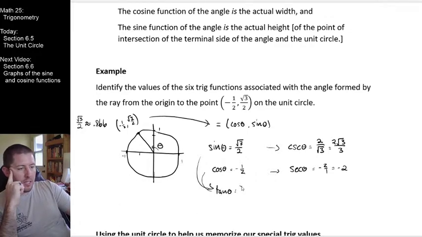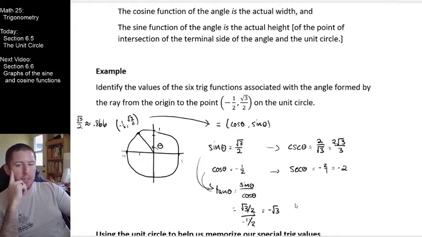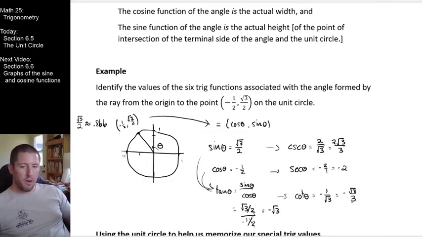I know that tangent is sine over cosine. And that's going to give me root 3 over 2 over -1 over 2. My divisions by 2 are going to cancel on top and bottom, leaving me with -√3, right? The negative is retained, the root 3 over 1 is just root 3. So there's my tangent value. And then to get cotangent, we just got to flip that, so I'm going to get -1 over root 3, also known as -√3 over 3, if you multiply numerator and denominator by square root of 3 right there, right?